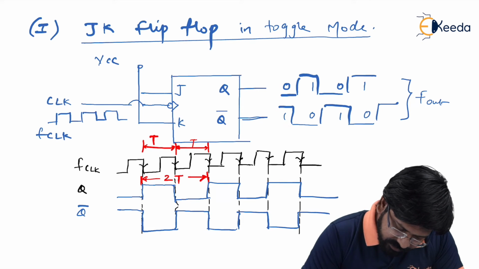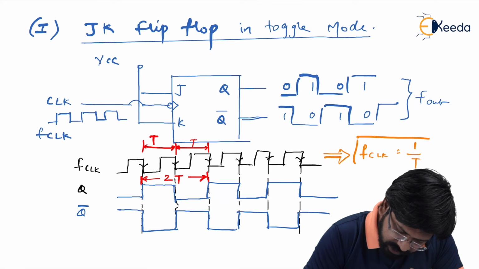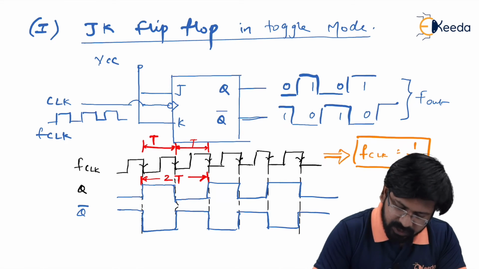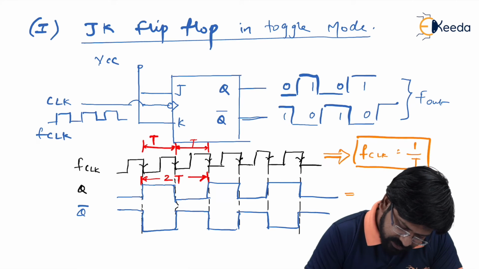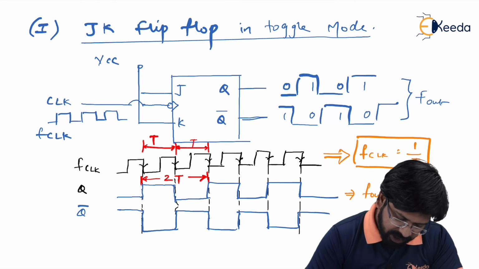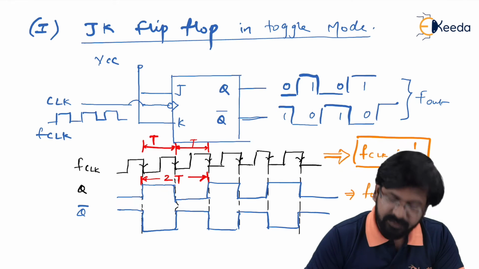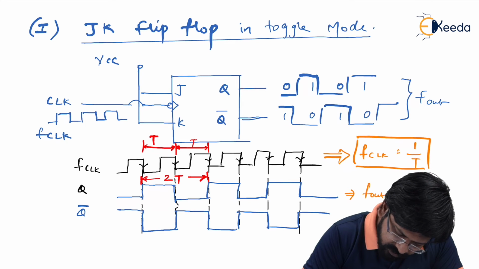Can I say that for this, f clock frequency is nothing but 1 by T, because we know the relation between frequency and a time period, right? So f clock is equal to 1 by T, of course, because the time period is nothing but T. Whereas when I want to calculate f out, as you can see, it is again the inverse of the time period. The time period is 2 times T, right? But then what is 1 by T? 1 by T is nothing but f clock. So I'm just substituting that.